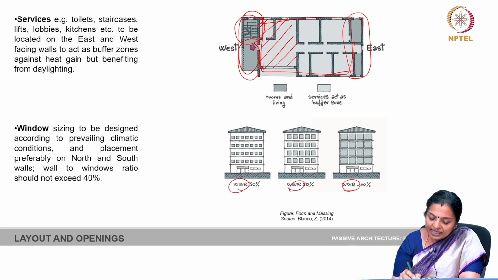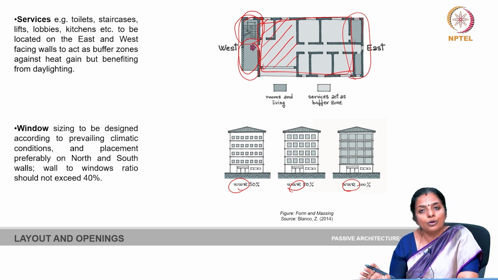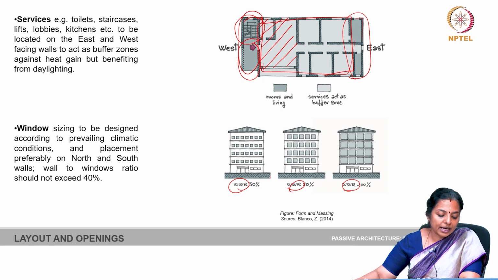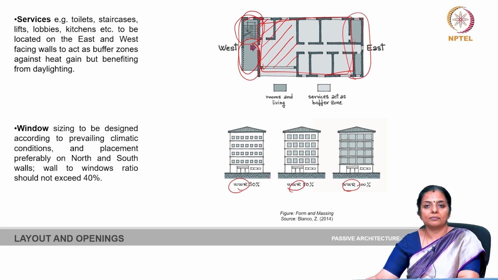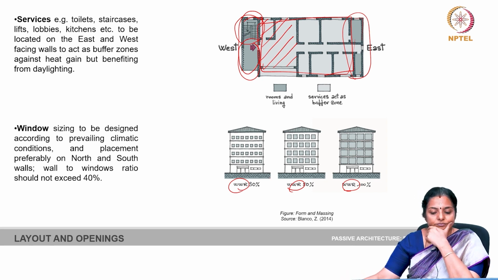The window to wall ratio, it's an indication here. You can see that 30% seems to be nominal. Visually, when we see 30% seems to be a normal percentage as compared to 50% or 100% window to wall ratio area of openings.